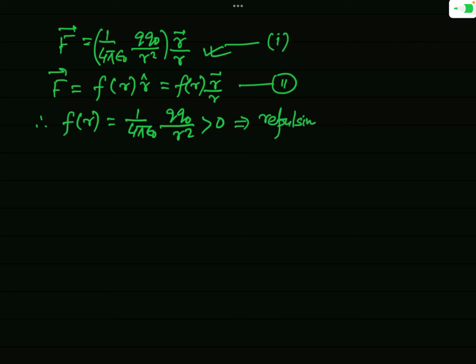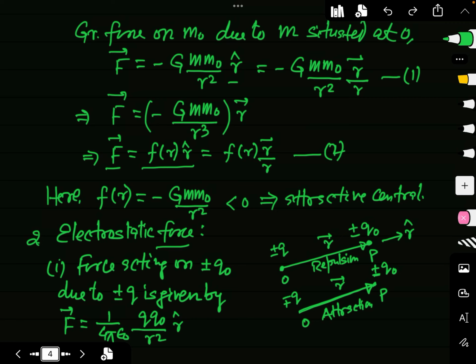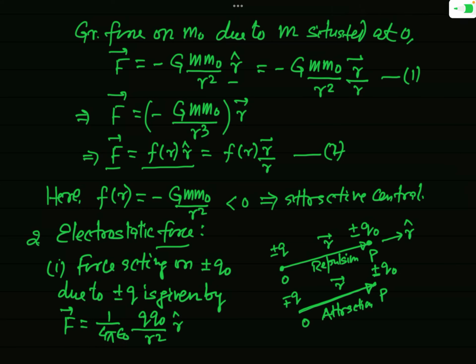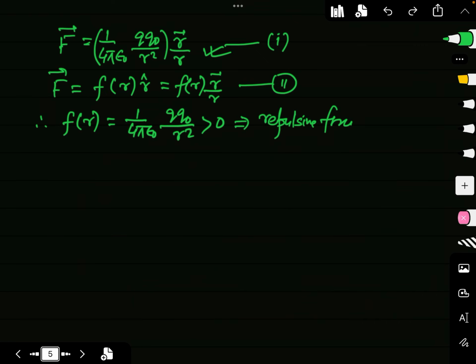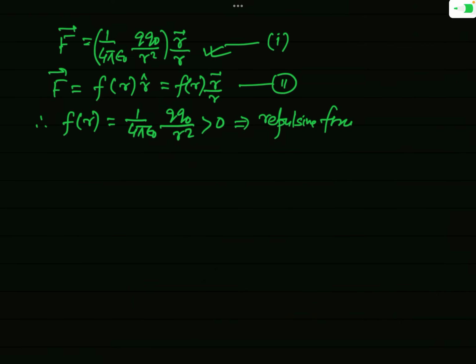and this indicates that the force is repulsive. Okay, repulsive force. Now, if you consider the situation which I have shown in the second figure, where I have considered that the charge situated at point P is plus minus Q naught, and at O the charge situated is minus plus Q. It means both of the charges are not of same sign but of opposite sign.